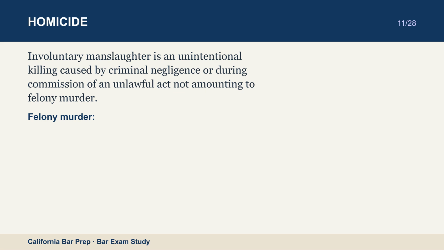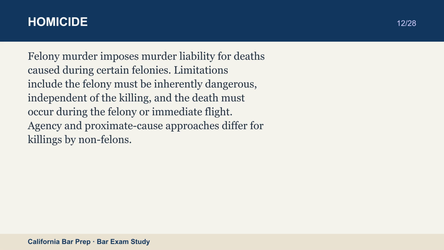Felony murder. Felony murder imposes murder liability for deaths caused during certain felonies. Limitations include the felony must be inherently dangerous, independent of the killing, and the death must occur during the felony or immediate flight. Agency and proximate cause approaches differ for killings by non-felons.